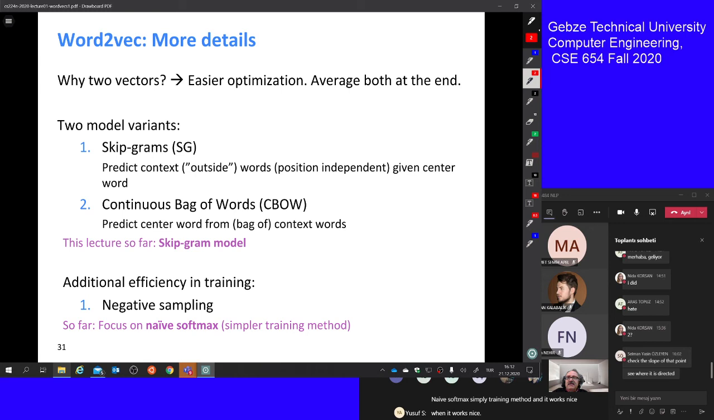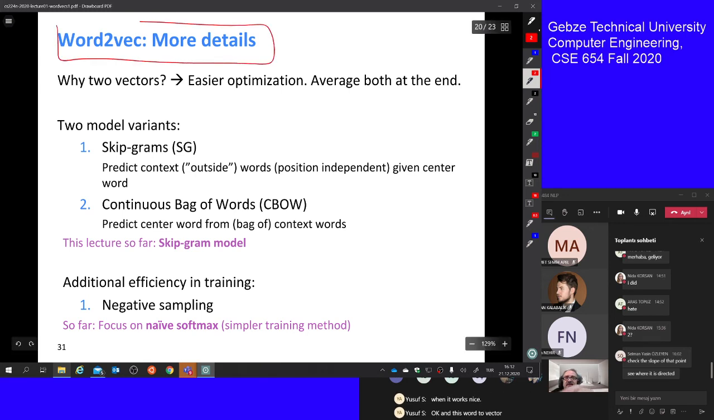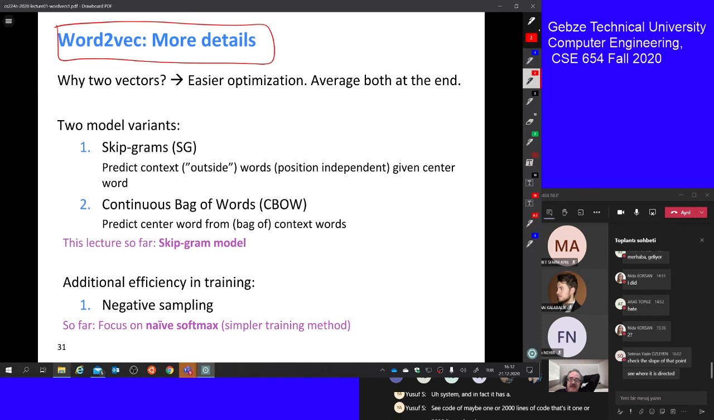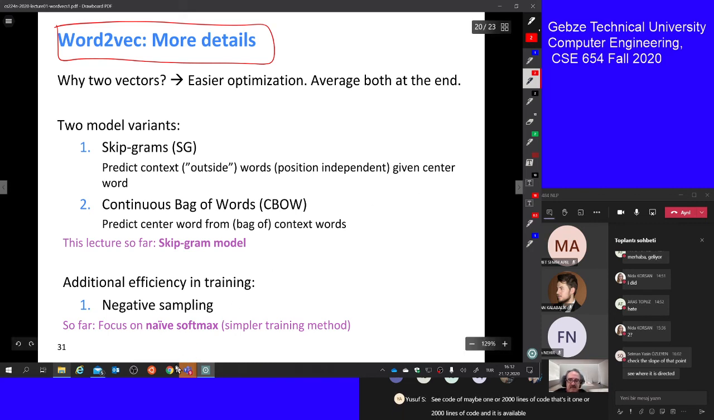Okay, and this word2vec system is a very compact system. In fact it has C code of maybe 1 or 2,000 lines. That's it, 1 or 2,000 lines of code, and it is available on the web. You just download it. Download word2vec.